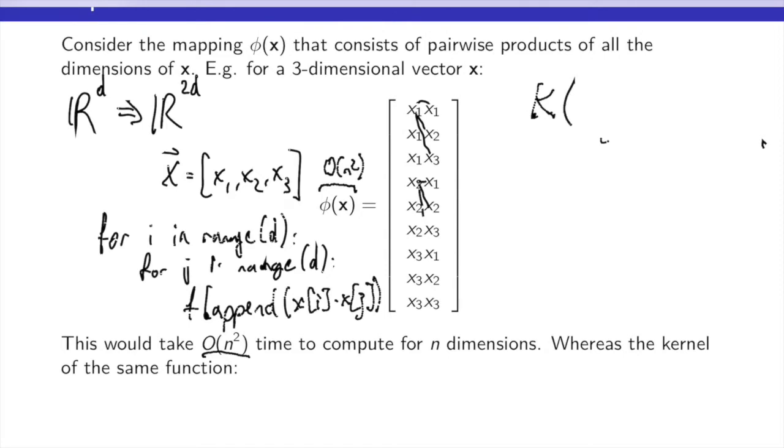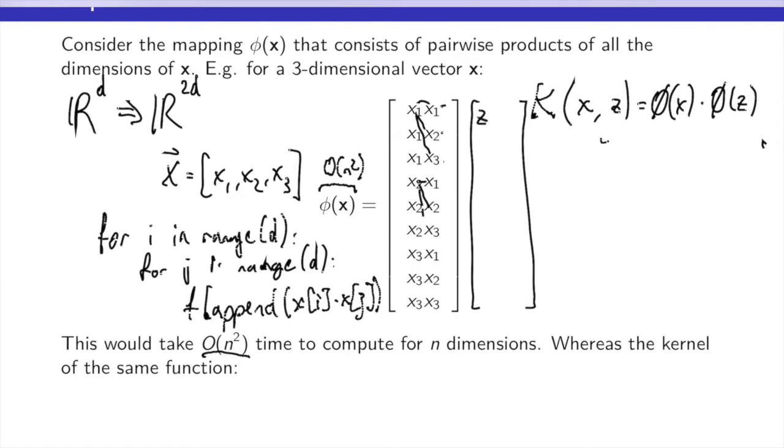Okay, that's better. X to z, you have to calculate first the original mapping for the first vector and the second vector, and then take the dot product. The dot product basically says you take each one of these dimensions and the same one for the other dimension and multiply them. Notice that what you're doing is essentially multiplying something like this, right? You have the z of the same type, z1, z1, z1, z2, and so on and so forth.